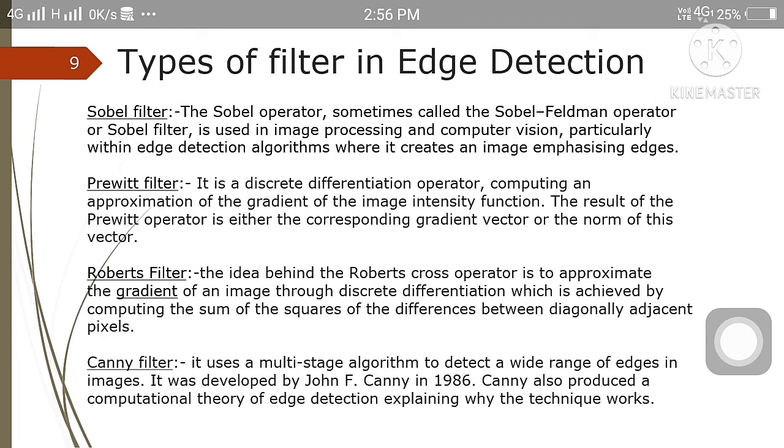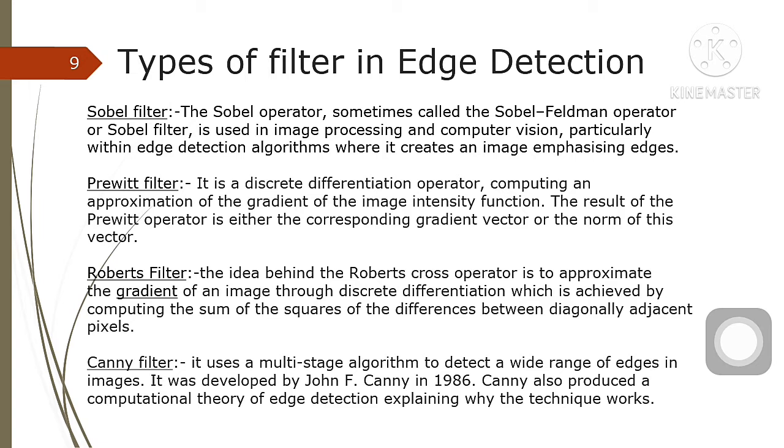Types of filters in edge detection: Sobel filter, Prewitt filter, Roberts filter and Canny filter. The Sobel filter is used in image processing and computer vision, particularly within edge detection algorithms, to create an image emphasizing edges. The Prewitt filter is a discrete differentiation operator. The Roberts filter is the square root of the sum of squared differences between diagonally adjacent pixels. And the Canny filter is a multi-stage algorithm to detect a wide range of edges in an image.